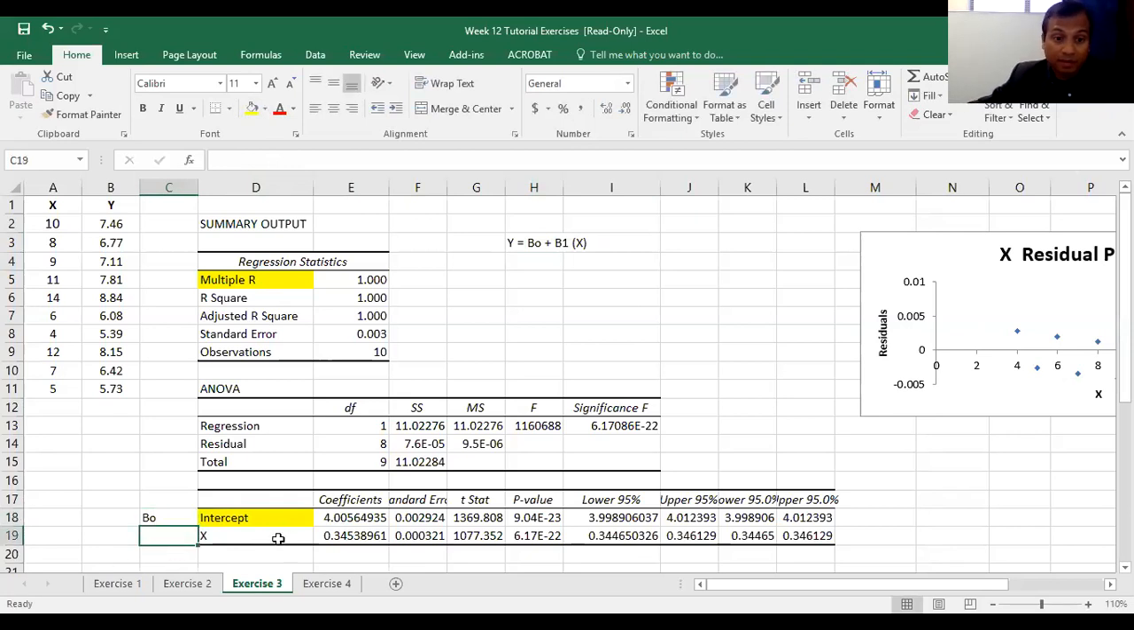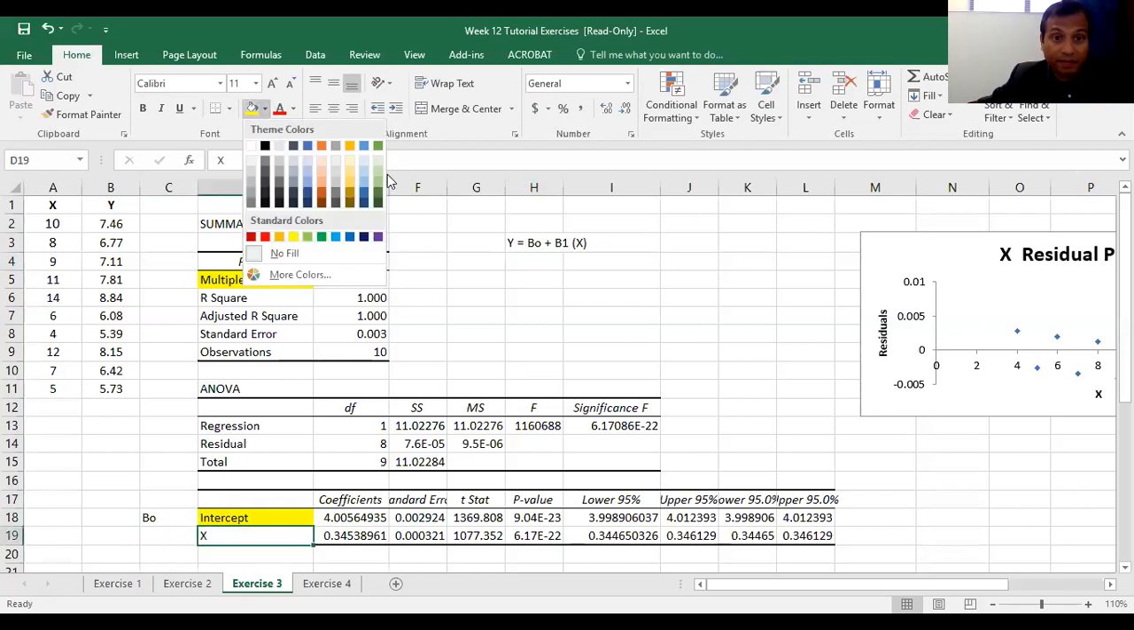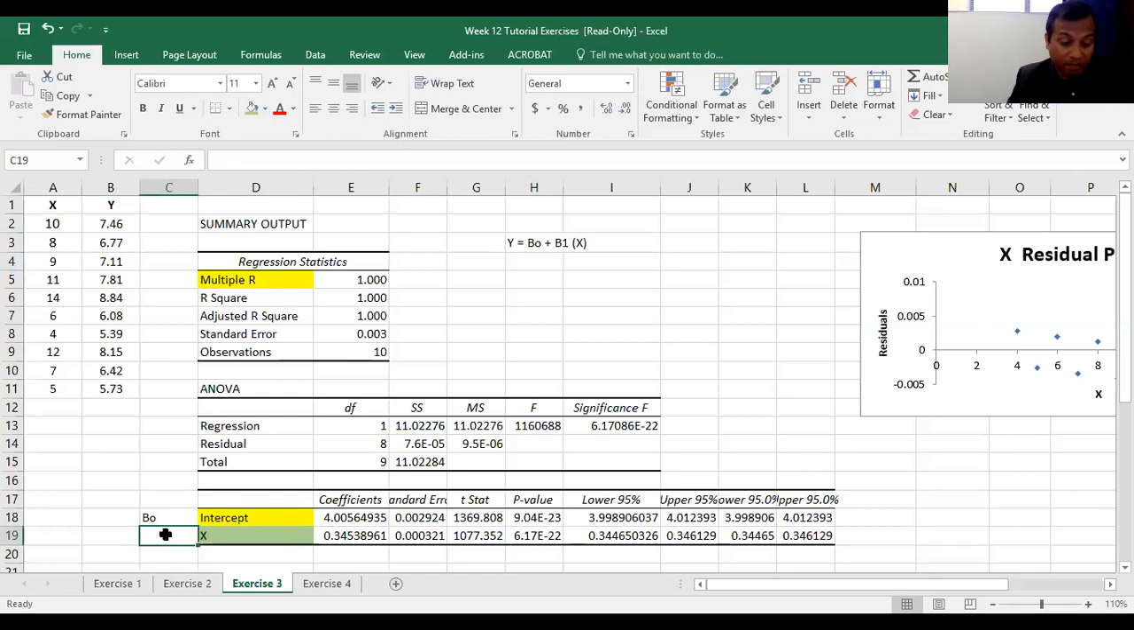Whereas the X is your B1. And these are the values actually which we are interested in. So just take all these values and write down y equal to. I'm writing the regression equation for the sample data.